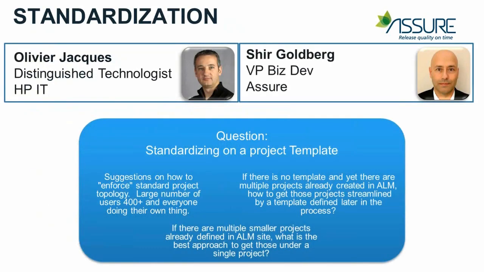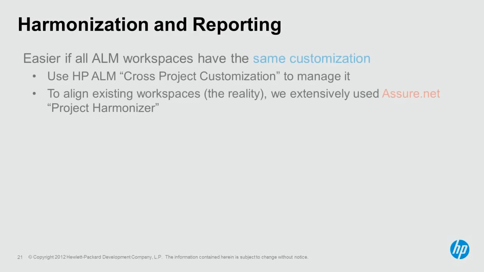And these are the sort of questions we've been getting from you guys. For example, suggest how to enforce standard project topology: large number of users, everybody doing their own thing. Another one: if there is no template and there are multiple projects already created, how to get those projects streamlined by a template defined later in the process. I think this situation is very common out there. The last one is essentially the same question. So yeah, Olivier, all yours.